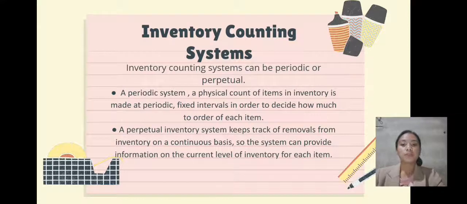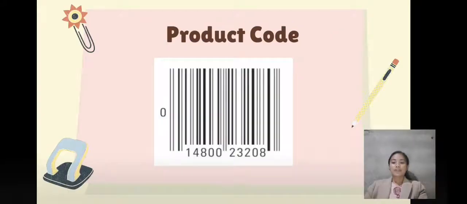Perpetual systems range from very simple to very sophisticated. A typical grocery product code is illustrated. The zero on the left of the barcode identifies it as a grocery item, and the first five numbers, 14800, indicate the manufacturer, and the last five numbers, 23208, indicate the specific item. Items in small packages such as candy and gum use a 6-digit number.